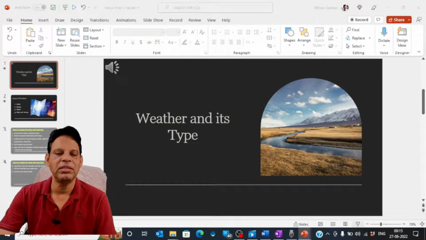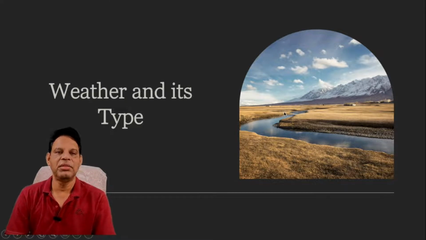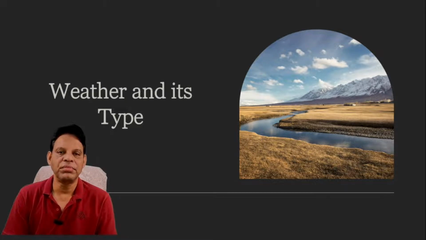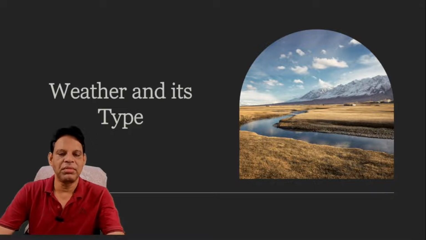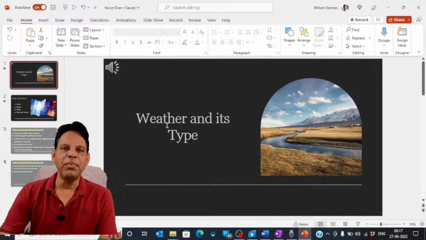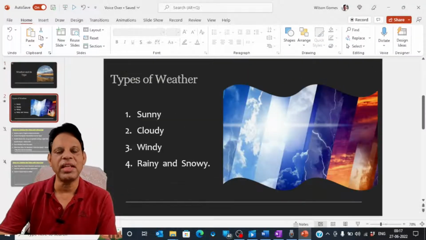You can see the. Let us define the weather first. It is the state of the atmosphere at a given place and time in regard to heat, cloudiness, dryness, sunshine, wind, and rain. Once I have completed for the first slide, we'll go to the second slide.